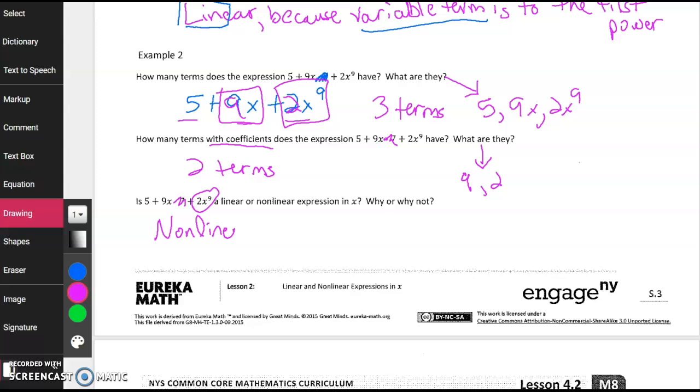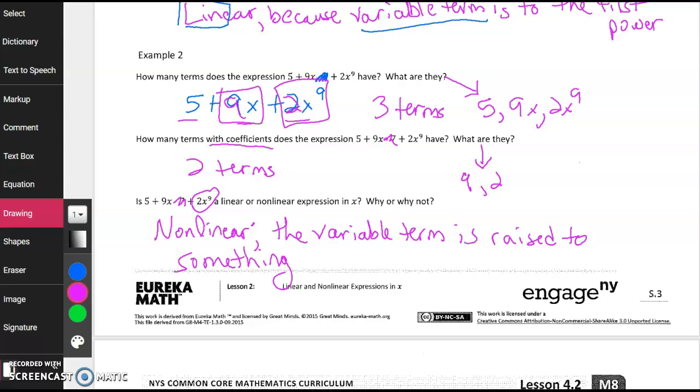And what I'm going to write next is something you'll probably be writing a lot, or some version of it. When it says why or why not, we'd say the variable term, or sometimes I'll say x term if the variable is x, is raised to something other than 1. Because remember, like I showed you in the graphing video, you raised it to anything besides 1 and it was no longer a straight line. So that's really what our focus is. We reviewed what a term, a coefficient, and a constant are, but we're going to really focus on linear and nonlinear expressions next.